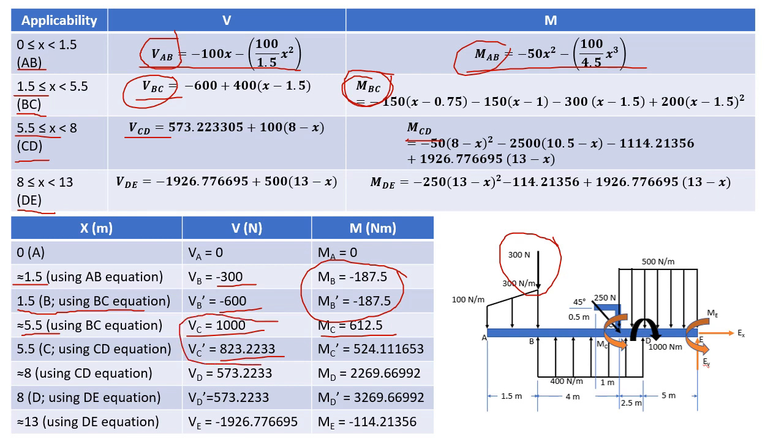Again, why is it different? Why are these two values different? Take note, the difference of 1,823.2233 would be 250 sine 45, the y component of your force from the hanger. So again, there would be a difference in the values even if it's at the same point, 5.5 and 5.5, because of the applied concentrated load.